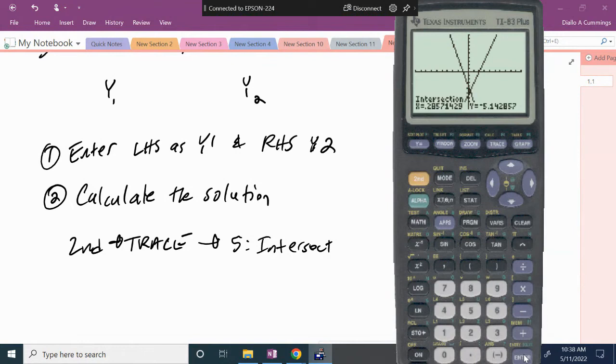And it gives us the solution. What it actually gives us is the ordered pair of the intersection point. However, we only want x. So here's how we're going to pull out the 2/7. I'm going to go back to my home screen. Whenever I say home screen, that's second, then mode, which is the quit key. Notice that it just says x is 0.2857.